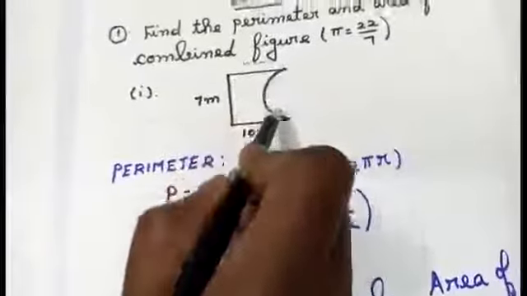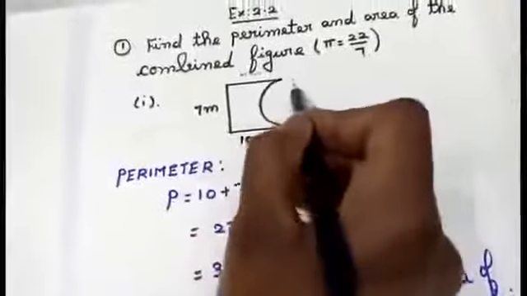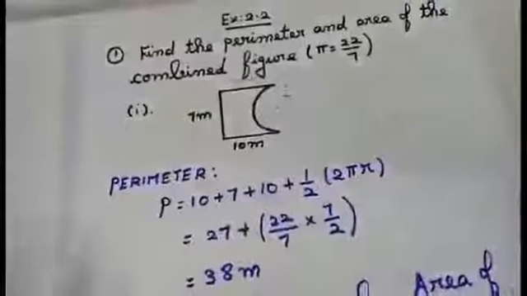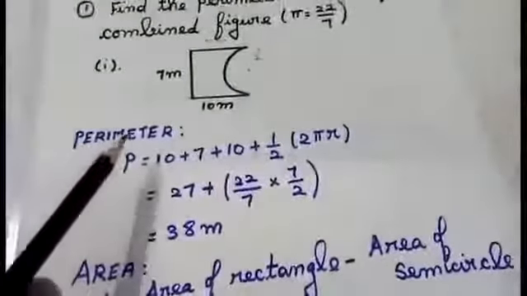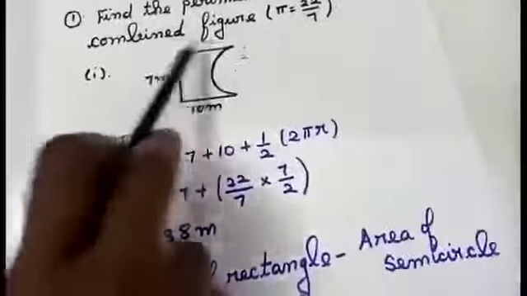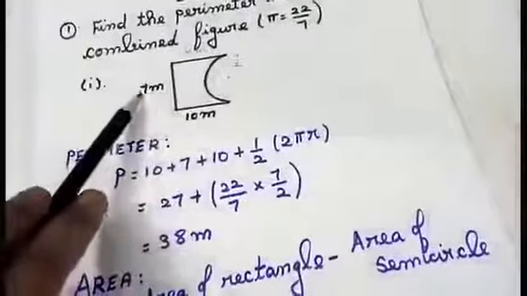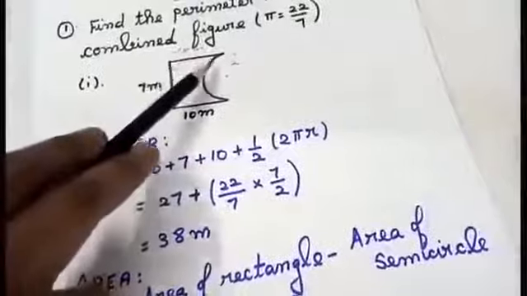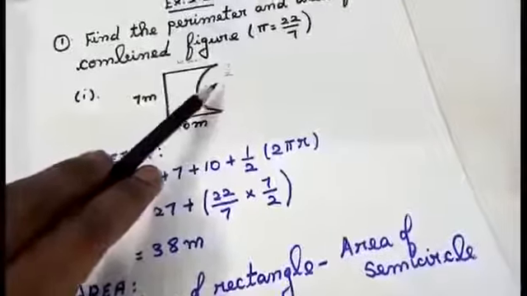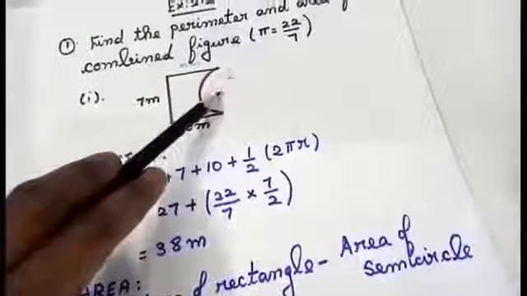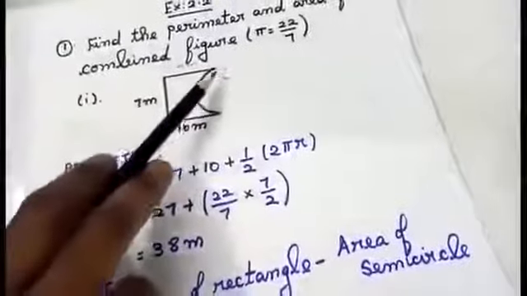Since it is a semicircle, I am going to calculate the radius. That is, it is going to be 7 by 2. So what are the two things they are asking you to find? Perimeter and area. The perimeter means I am going to calculate the outer value. So perimeter equal to 10 plus 7 plus 10. Since this side I am having in the form of semicircle, I am going to calculate only the radius, that is half of diameter. That is 7 by 2 is going to be the r value.